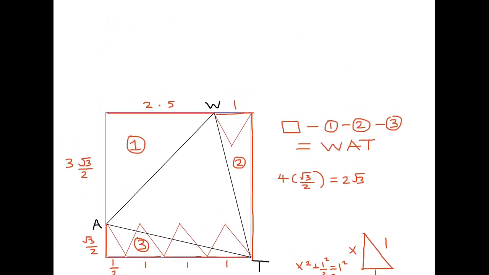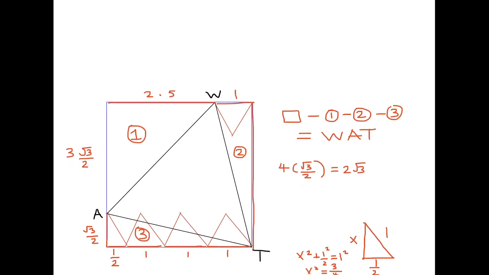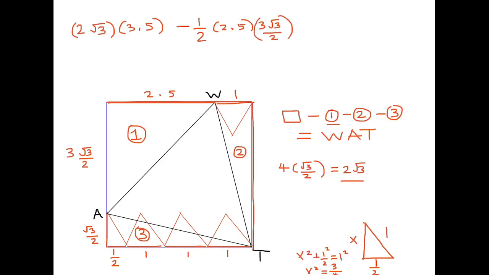So here we go. The full area is going to be length times width. The length is 2 root 3 times the height, which is 3.5 from there to there. So we got 3.5 like that. And then subtract from it triangle 1. So that's 1/2 base times height. The base is 2.5 and the height is 3 root 3 over 2. I know I'm mixing decimals with fractions, but that's okay.